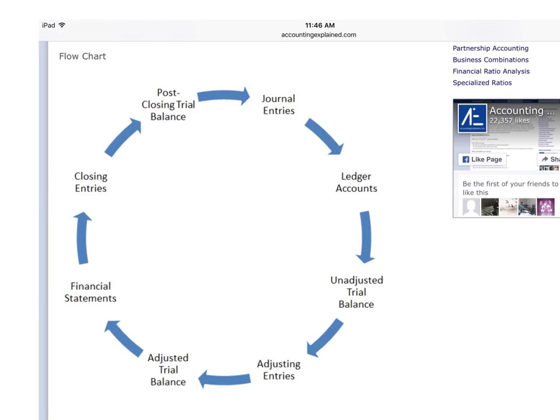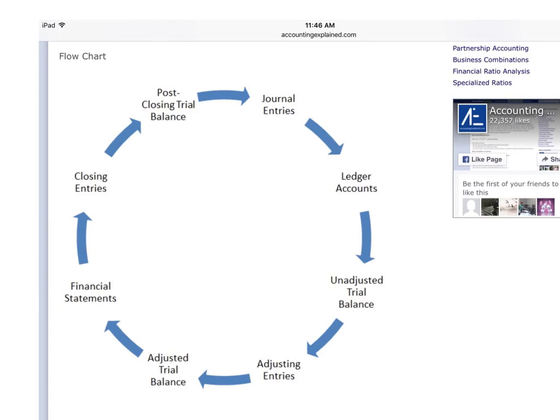It could be that we posted to the wrong account, could be that we didn't understand which chart of accounts were supposed to be used, but we make adjusting entries. Then you go ahead and make an adjusted trial balance, and from those adjusted trial balances where the numbers are now checked out, you go ahead and make those financial documents such as a balance sheet, income statement, cash flow, and profit and loss. And then finally, you do closing entries.